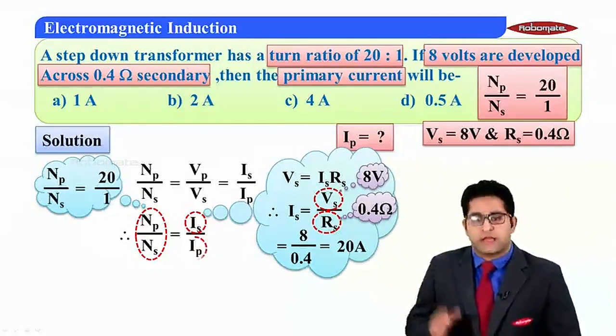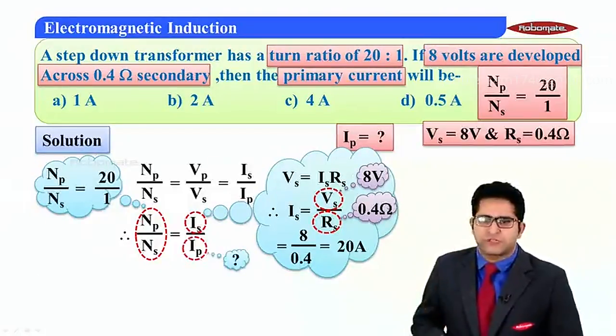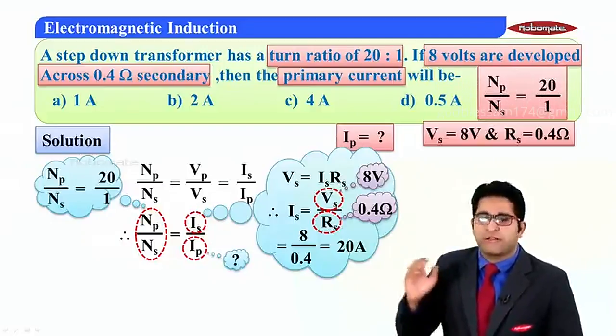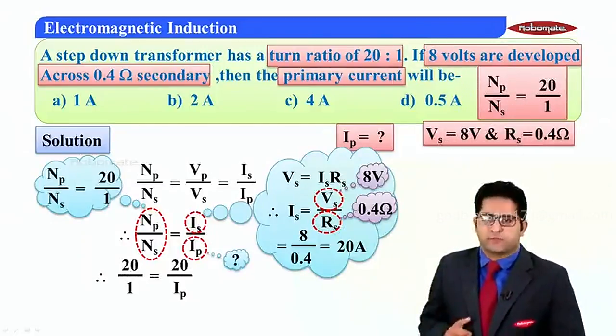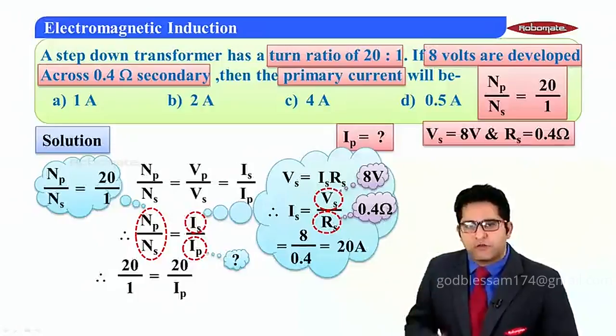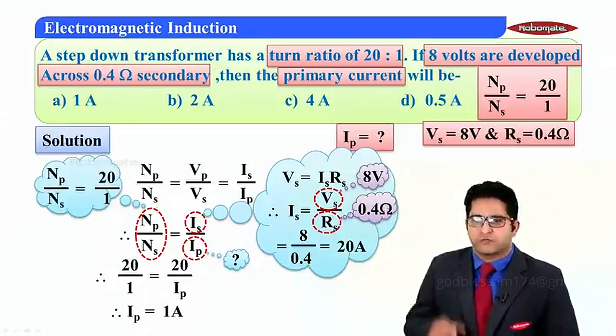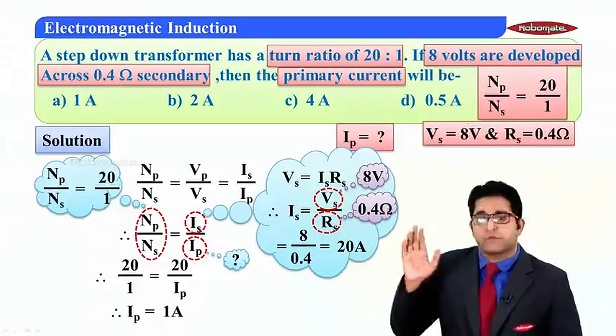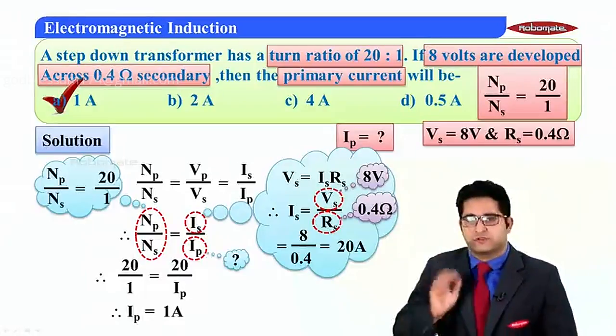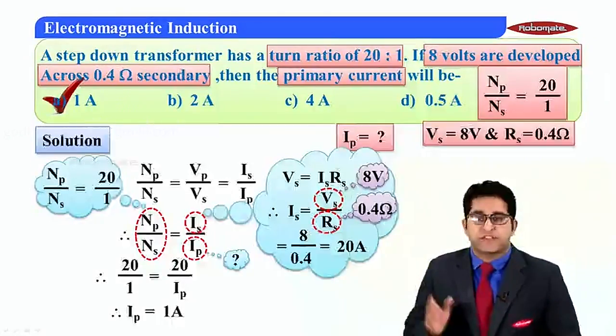Now we are supposed to calculate Ip. Right? So let us substitute these values. So after putting, we get 20/1 is equal to 20 upon Ip. On cancelling, I'll get final value of Ip as 1 ampere in this situation. Right? So which option is matching? Yes, option A is the correct answer in this situation. Right? Now let us start with the second MCQ.